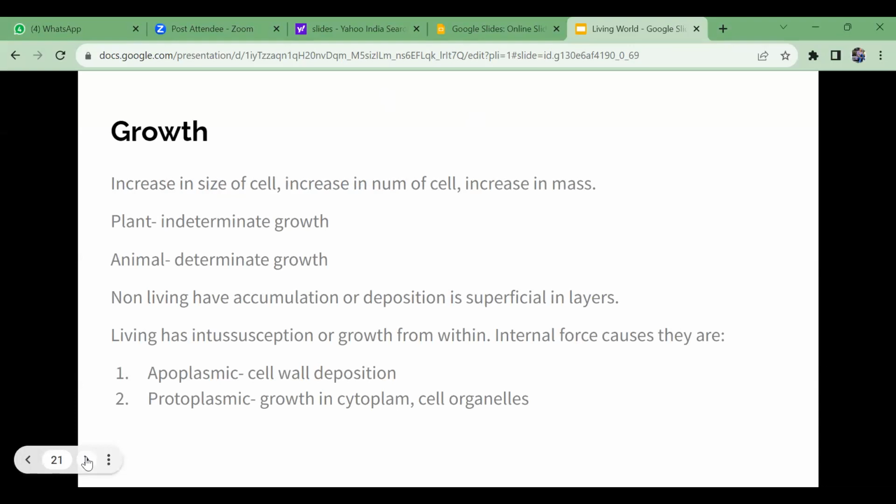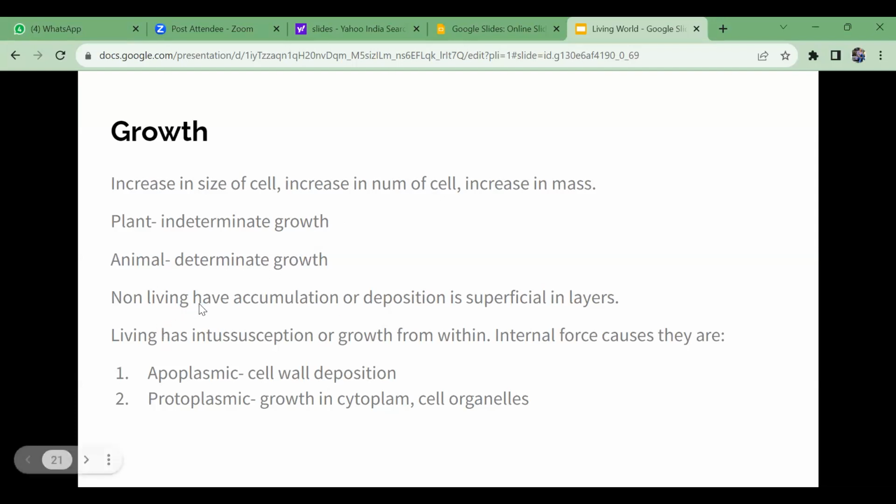Next we will study growth. What is growth? Growth is nothing but an increase in the size of a cell, or an increase in the number of cells, or an increase in mass. All these are meant as growth. So plants have indeterminate growth. That means plants can grow throughout their lifespan. There are shoot apical meristem and root apical meristem which keep on growing. In animals, growth is determinate. That means animals show growth only up to a certain age. After that, they don't show growth.